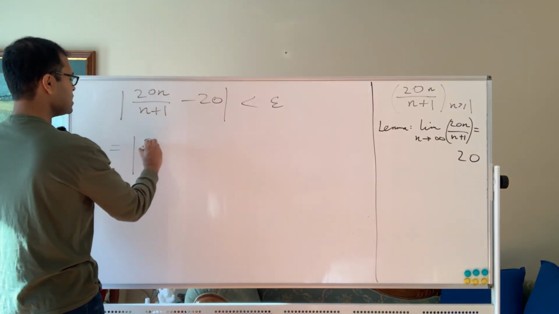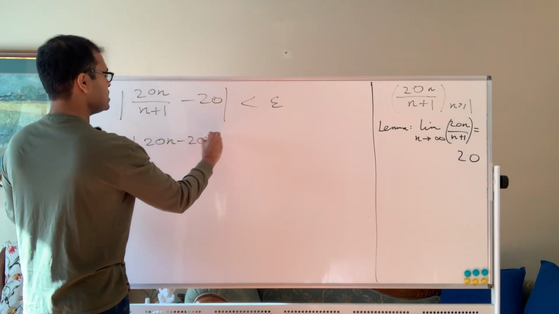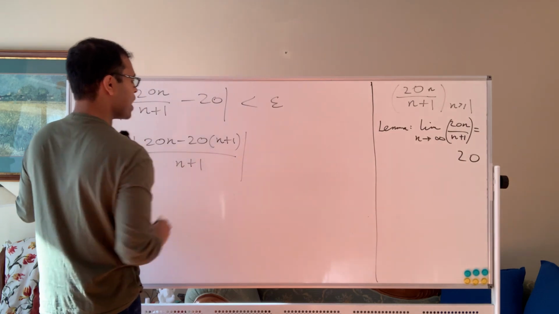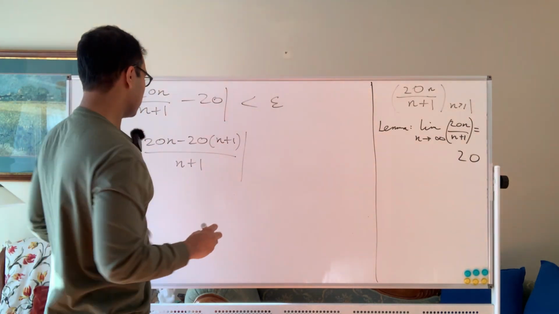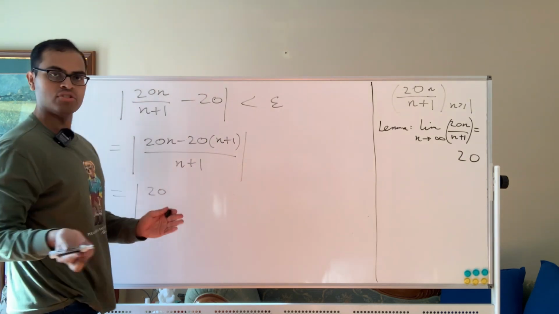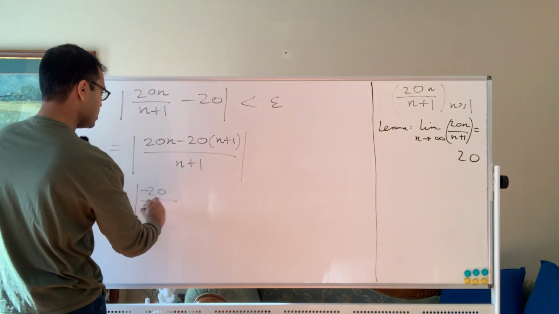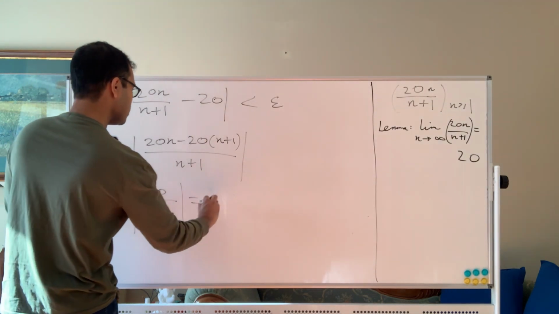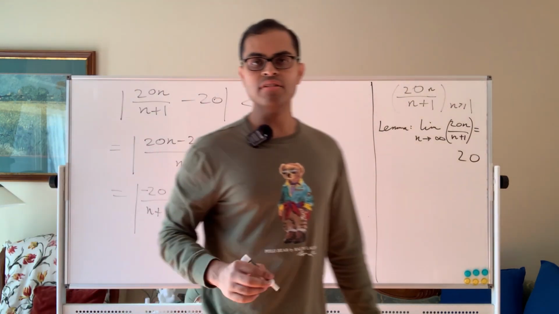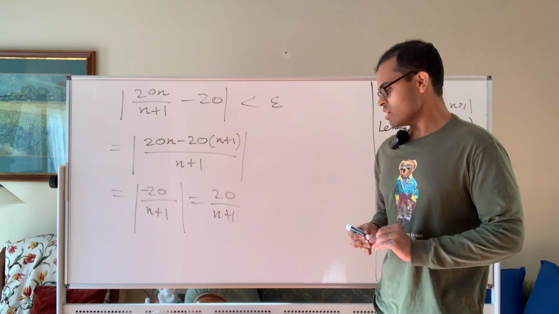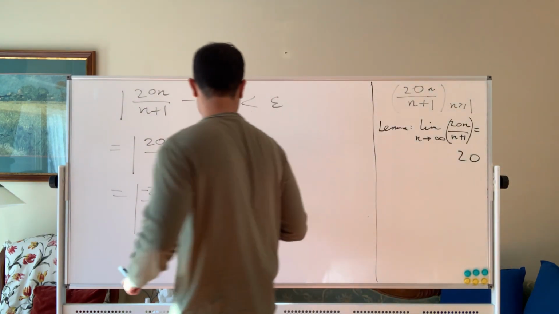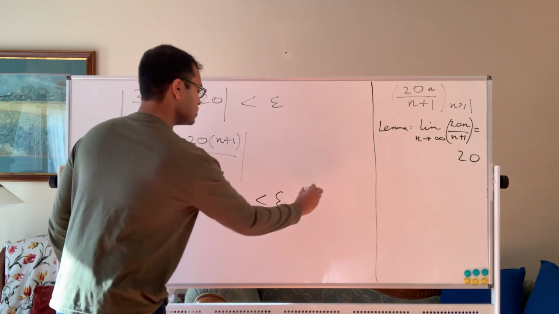So we want to basically say the absolute value of 20n minus 20 times n plus 1, divided by n plus 1. This is what we want to be less than epsilon. But let's simplify it. It's going to be 20n minus 20n minus 20, right? So it's going to be minus 20 divided by n plus 1, and the absolute value of minus 20 is plus 20, so it's going to be 20 over n plus 1. And now we want to say that this is less than epsilon, right? That's what we want.